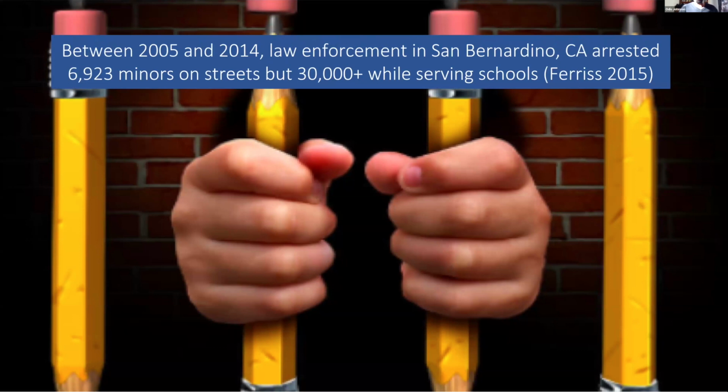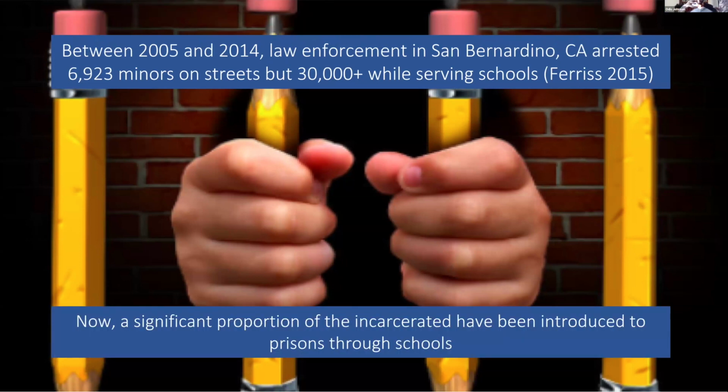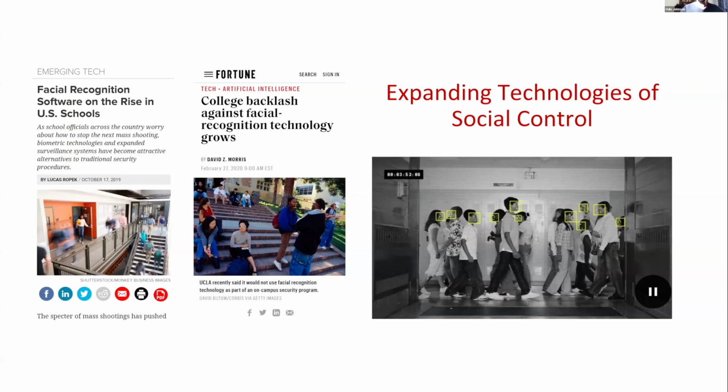So one of the problems, though, is that schools have started to rely on these approaches, right, to order by using law enforcement. And so here you see that in San Bernardino from 2005 to 2014, there was about 7,000 minors arrested on the streets, but over 30,000 within schools, suggesting that schools are becoming the way in which the majority of the incarcerated population first experience law enforcement and criminal justice. This approach is even being expanded, right?